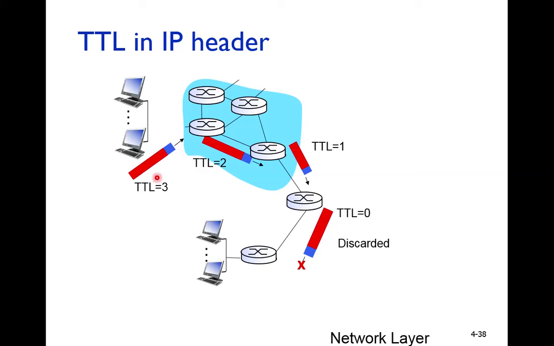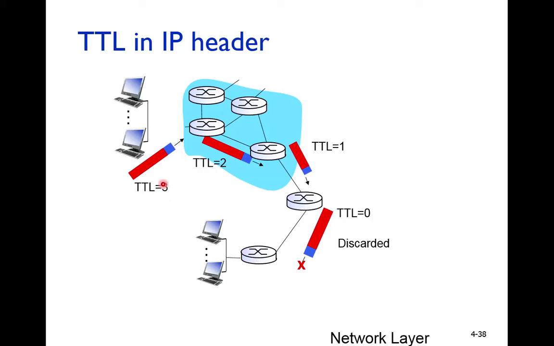For example, if the TTL value here is set to 3, then it will be discarded by this router. So this packet will never reach the destination. So what should be the TTL value in this case? The TTL value should be at least more than 5, like 7, 8, 9.